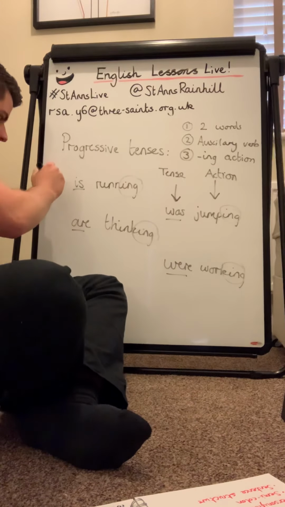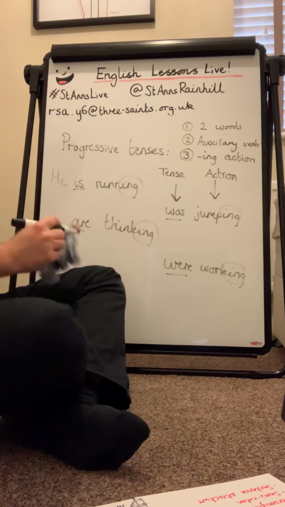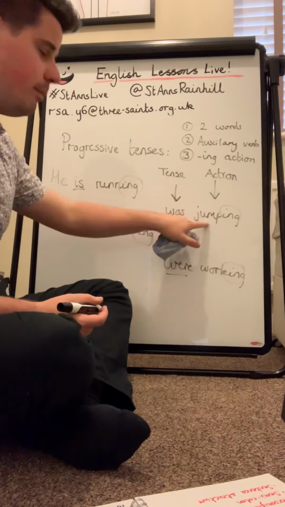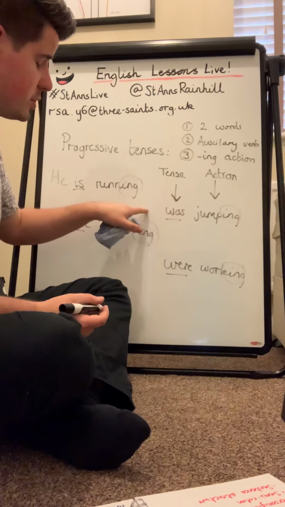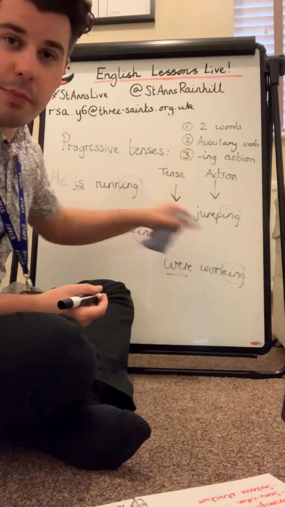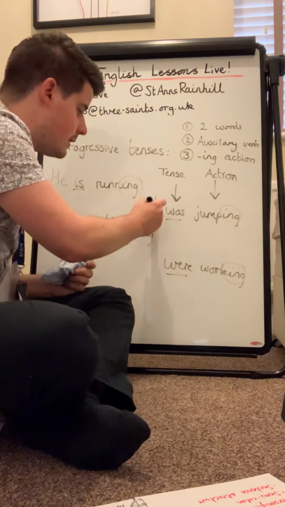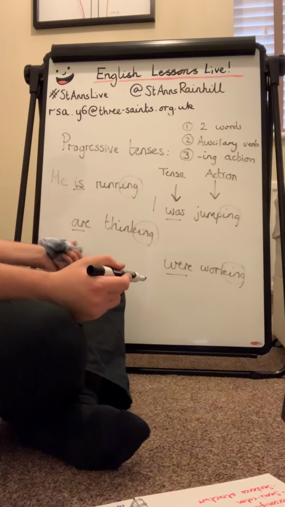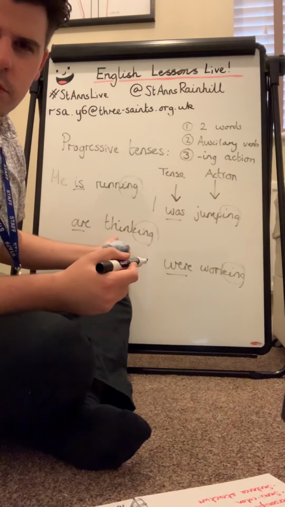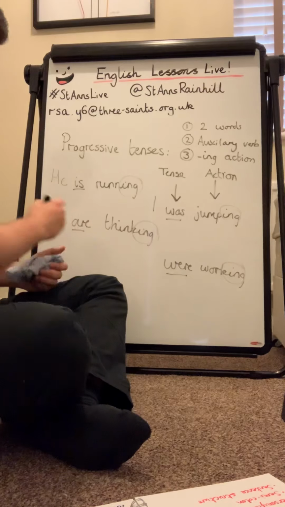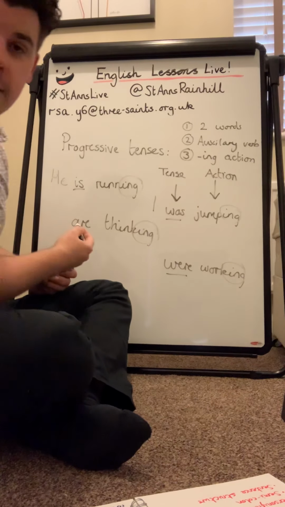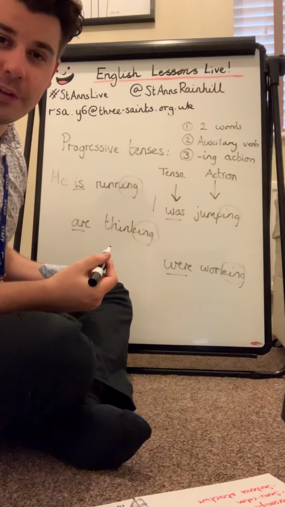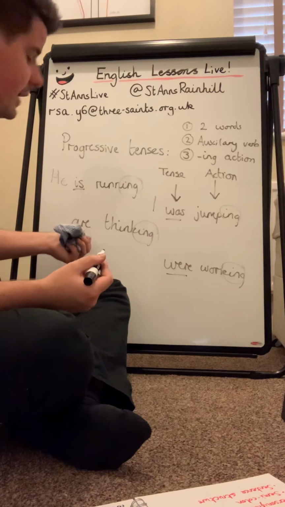So he is running works. For was jumping, you could have he was jumping or she was jumping. But you can't have they was jumping. That wouldn't work. But you can have I was jumping. That would work. What about are thinking? What pronoun could you have there? Well, you can't have he are thinking or she are thinking. This is your plural, isn't it? So is is your singular, and are is your plural.